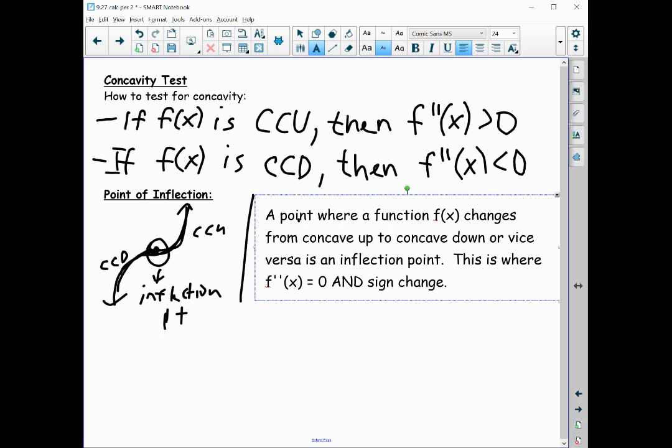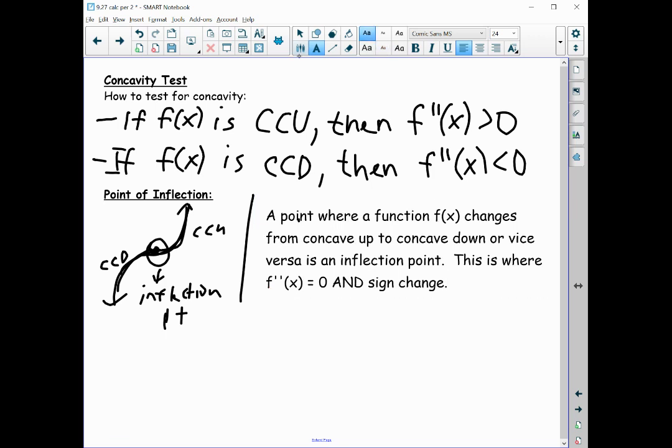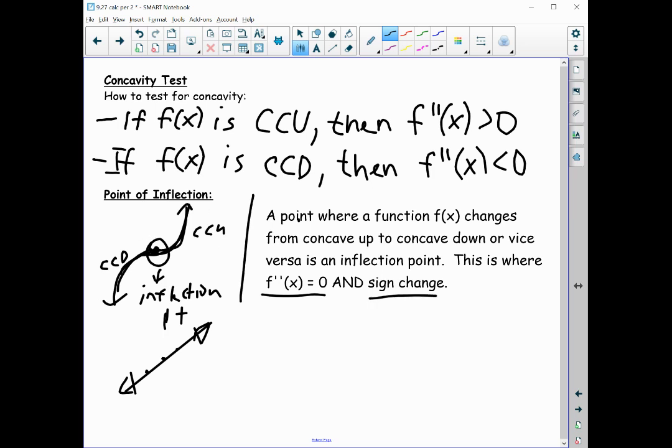The sign change is a necessary part of the second derivative for inflection points because in this example, the second derivative at all of these points is 0, but there are not inflection points. So saying the second derivative is 0 just means there's no concavity at that instant. But to say that there's an inflection point, there needs to be a change in concavity. So the second derivative has to have a sign change. Okay, and that's a little foreboding for what we're going to do.